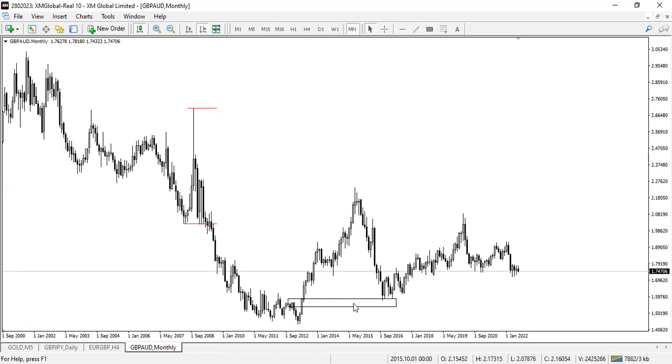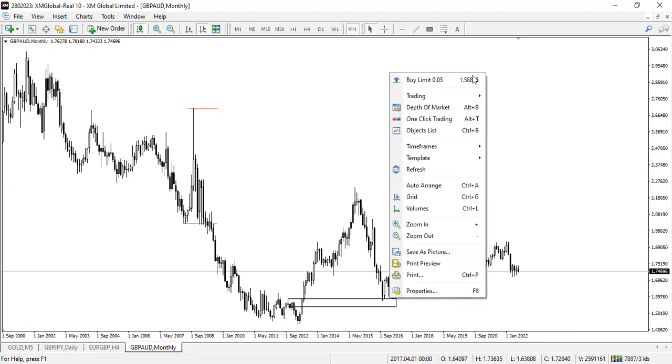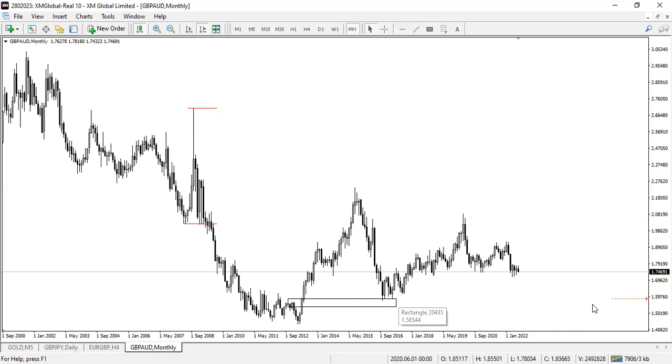You can leave it here, is fine. However, if ever you leave it here or here, put an alert here, so that whenever price gets to this level here, the alert will let you know that, hey, price got to your point of interest. So this is a point of interest there. Keep in mind, this is a monthly time frame.